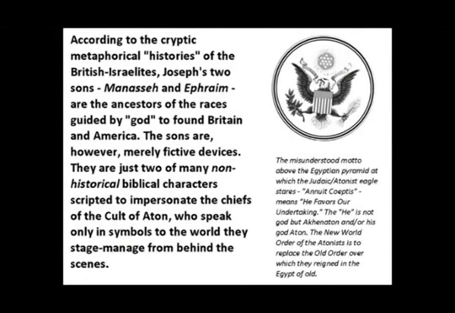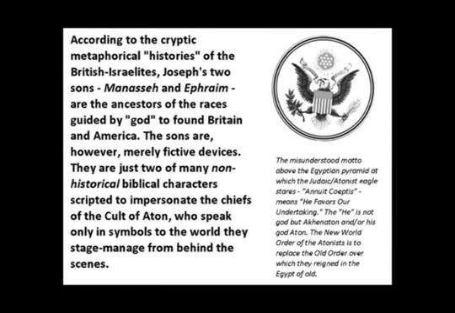Now, according to cryptic metaphorical histories of the British Israelites, Joseph's two sons, Manasseh and Ephraim, are the ancestors of the races guided by God to found Britain and America. The sons are, however, merely fictive devices. They are just two of many non-historical biblical characters scripted to impersonate the chiefs of the cult of Aton, who speak only in symbols to the world they stage manage from behind the scenes.